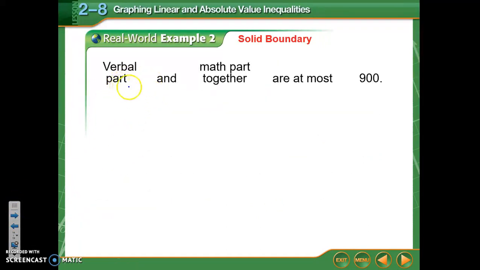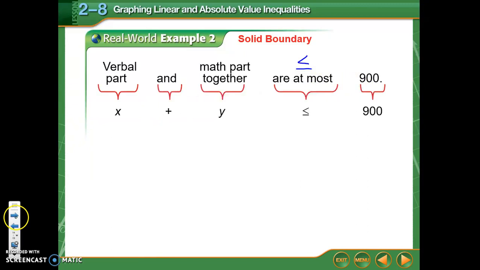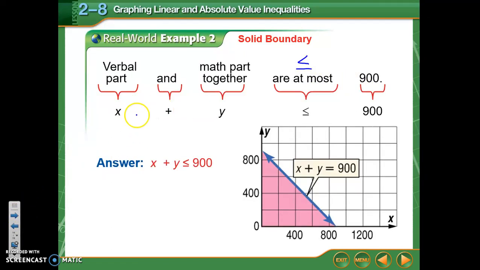So if we think about this in words, we're saying the verbal part and the math part together are at most, which is another way to say less than or equal to, 900. At most means less than or equal to because I'm saying the highest it can be is 900. It can be less than that or 900, but it can't go over. So that leads me to writing this inequality. X plus Y is less than or equal to 900.